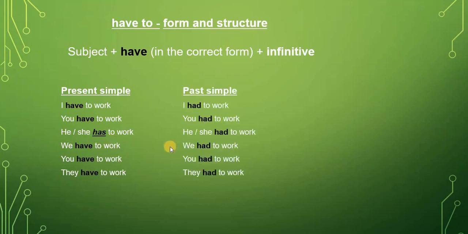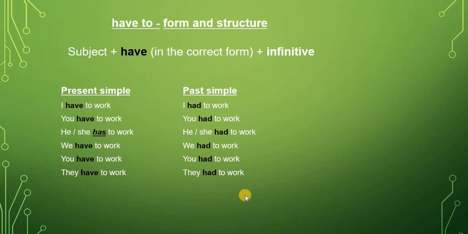Past simple. So again, we put have in the correct form, and the past simple form of have is had. In all of them, in all of the subjects. So, I had to work. You had to work. He, she had to work. We had to work. You had to work. And they had to work.